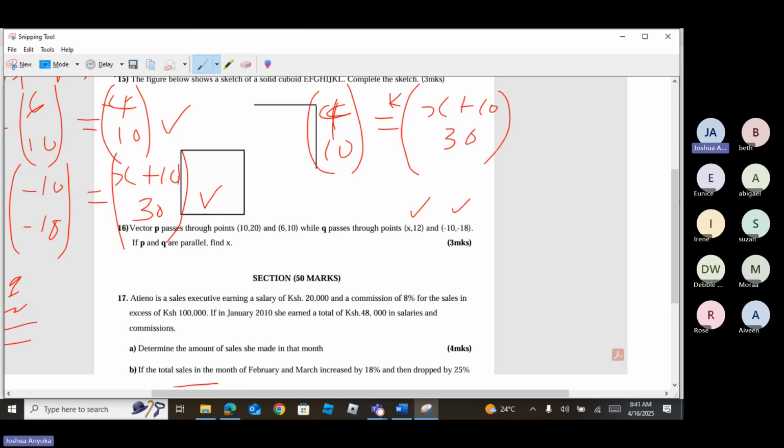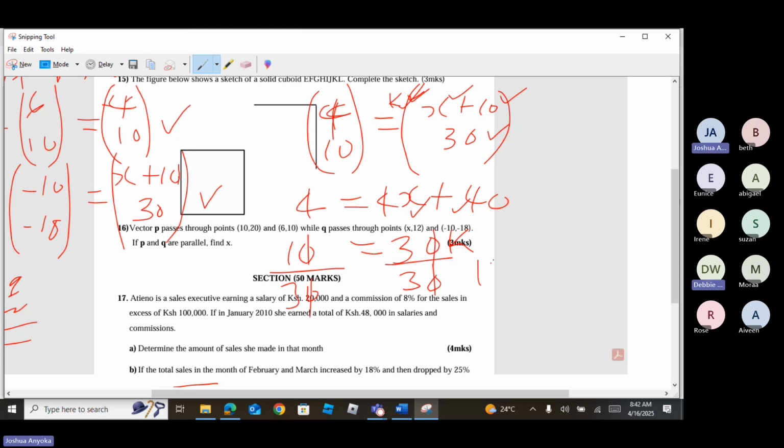The upper side will give us 4. This equals to 4x plus 40. We open a bracket, k times x, k times 10. And the lower side will give us 10. This equals to 30k. K times 30. We can easily divide by 30 both sides, so that we have k as equal to 1 over 3.